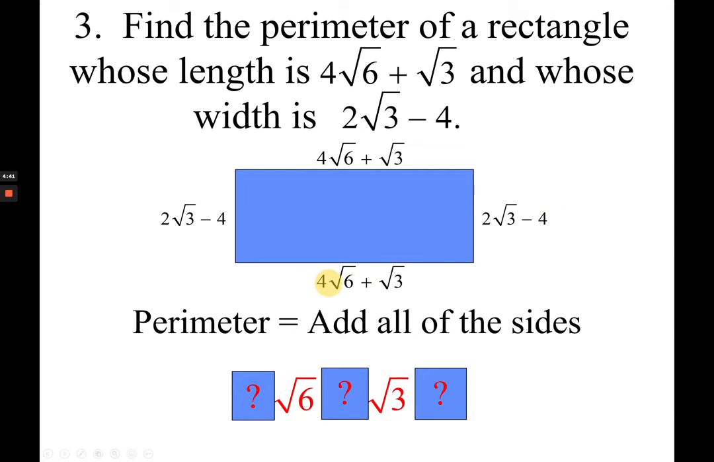So for square root of 6, you just have 4 plus 4. You have 8. So you have 8 square root of 6. And then for square root of 3's, there's a lot. You have 2 plus 2, 4. There's 1 here and 1 here. So 4 plus 1, 5 plus 1, 6. 6 square root of 3. And your last missing value, you combine -4 and -4, which is -8. Just combine like radicals. And of course, observe your signed numbers rule.